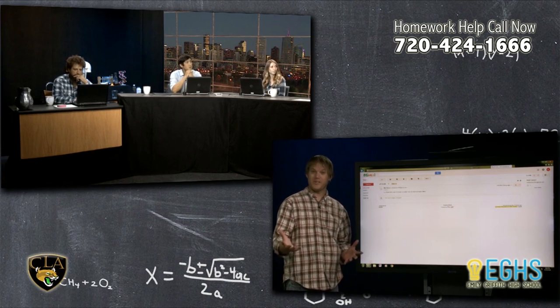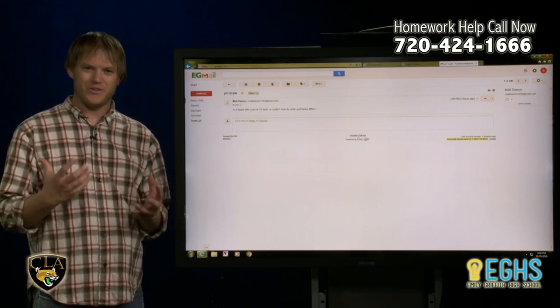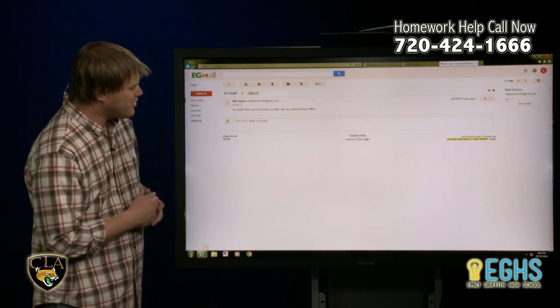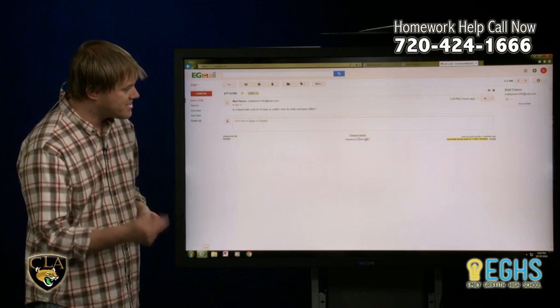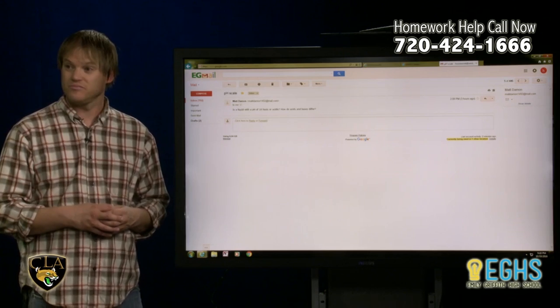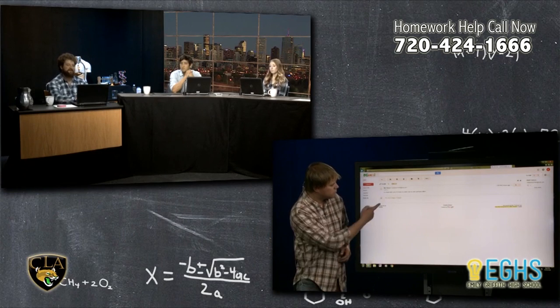Well, we're going to go into a science direction now, and I always get confused about this because I never quite understand this stuff, so this will help me out too. But this is a science question. It says, "Is a liquid with a pH of 10 basic or acidic, and how do acids and bases differ?" Sure. Well, let's answer the question first, and then we'll explain why that's the answer.